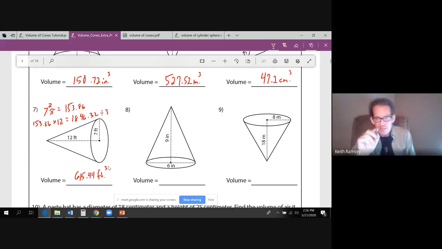Okay, just take a minute, look at number 8 and number 9. Be careful of your radius for number 8 because they're giving you the diameter. So you want half of 6 for that one. If you have any questions, let me know.